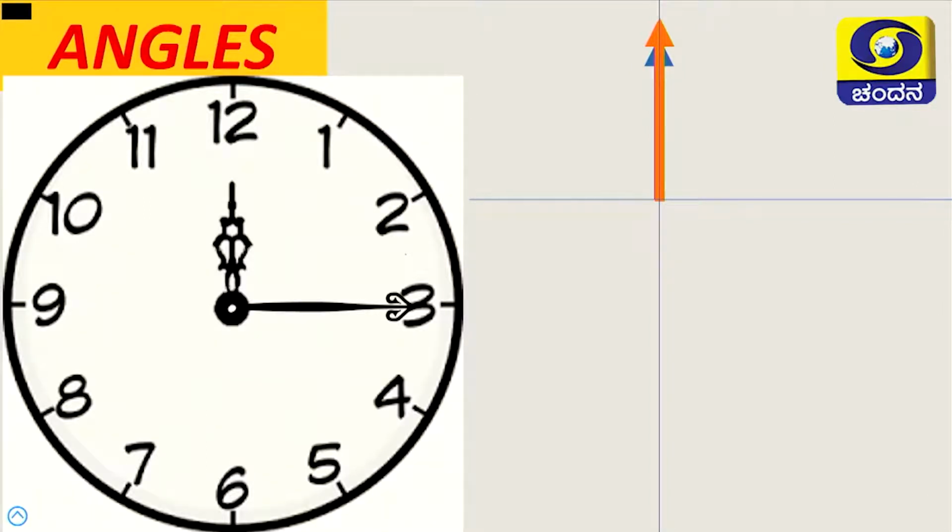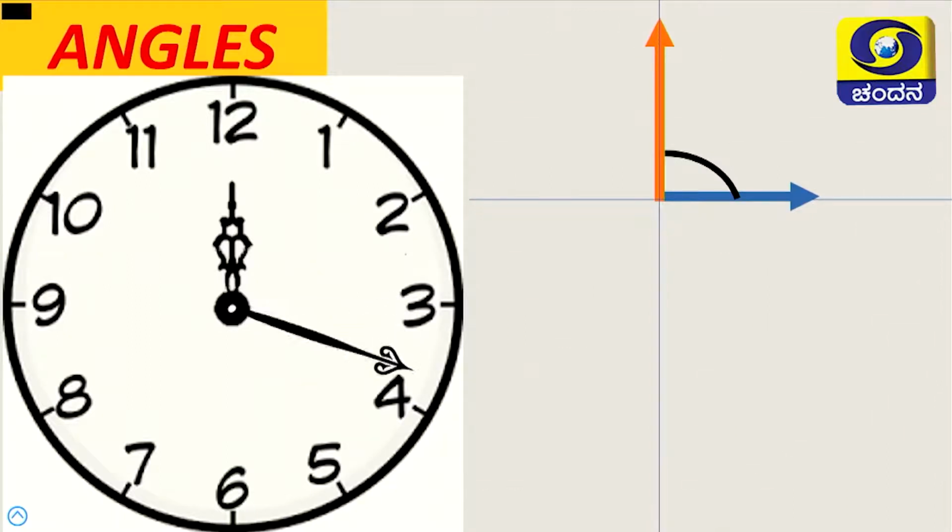Now our hour hand is at 12 o'clock. Minute hand is at 3. What would be the angle formed in between these? Identify. Yes, correct. That is a right angle. Suppose the minute hand moves to 6. Then we can say it turned through one right angle.